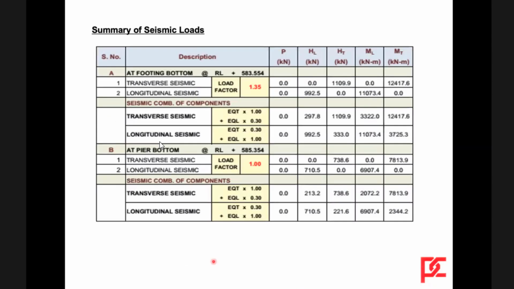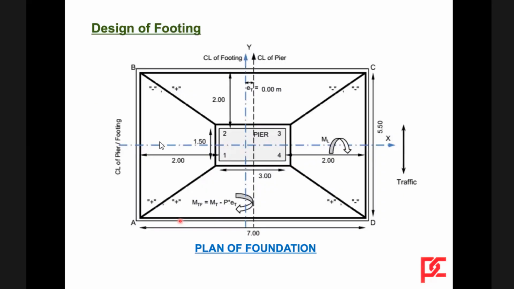And with this, a summary of seismic loads is shown here with the moments at the pier footing bottom and the pier bottom. Now this is for the design of the pier foundation. The foundation is 7 meters by 5.5 meters, whereas the pier is 3 meters in the transverse direction and 1.5 meters along the traffic.